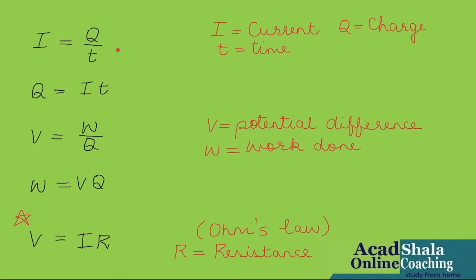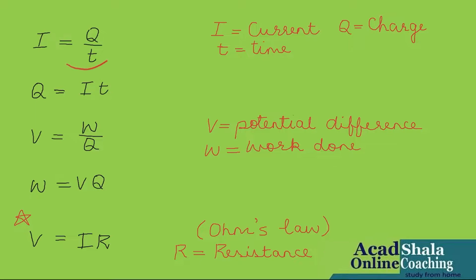On the screen, students, you are able to see the first formula, that is I is equal to Q upon T. Over here, I is current, Q is charge and T is time. So if in the numerical, charge and time are given, you can calculate current I directly. Now if in the numerical, current and time are given, you can calculate charge.